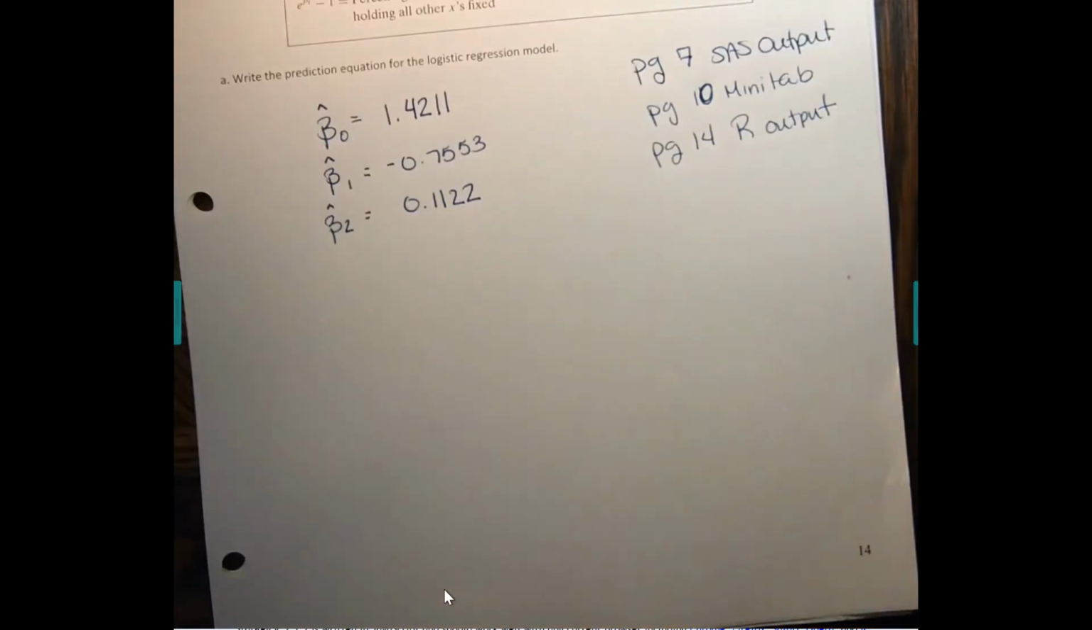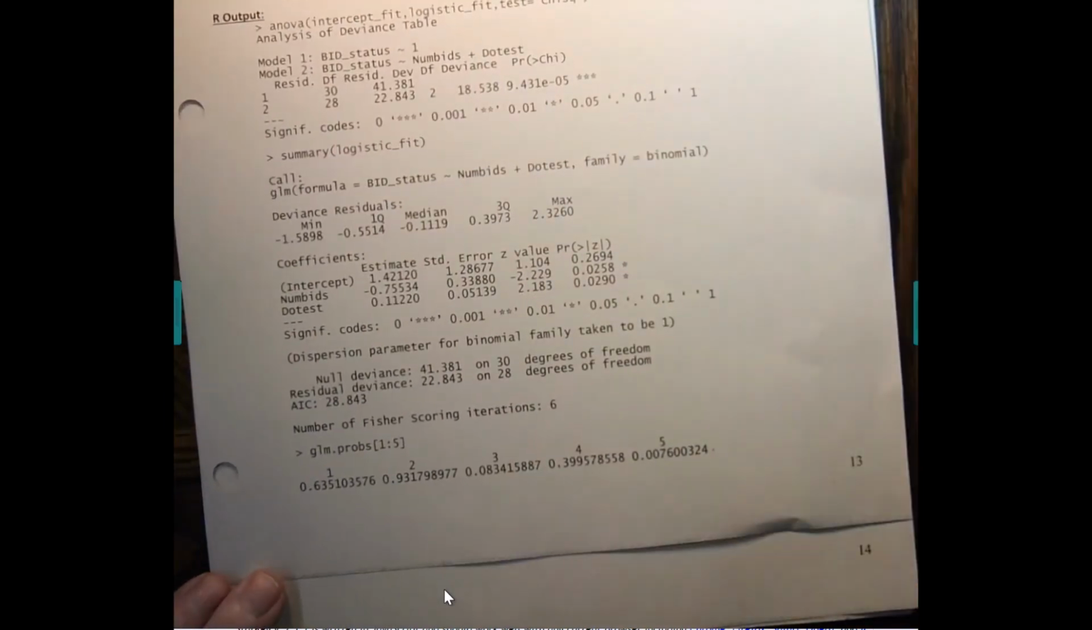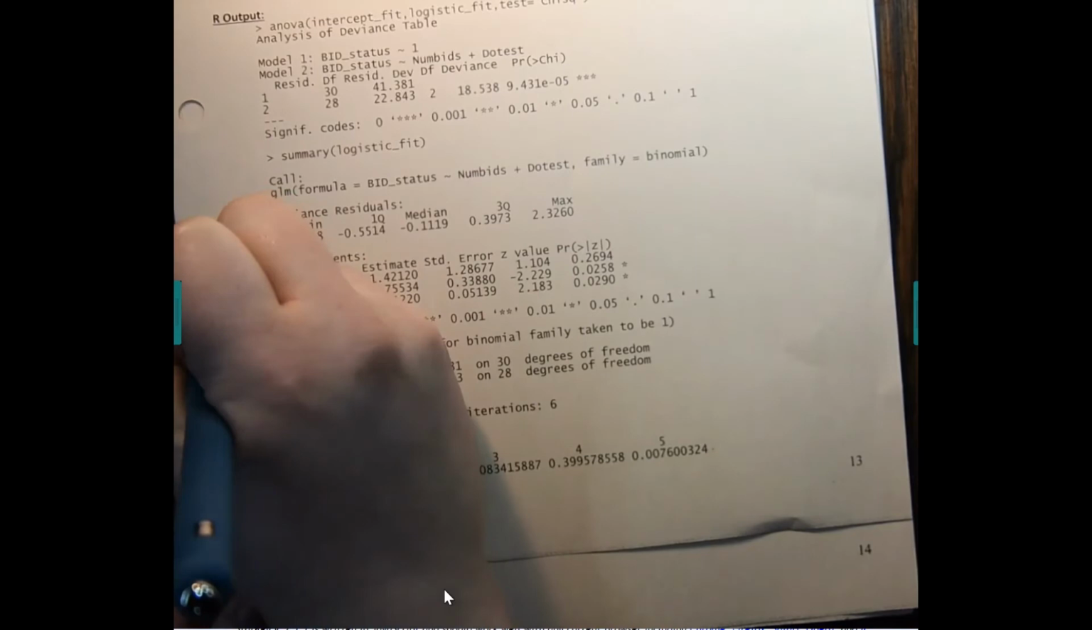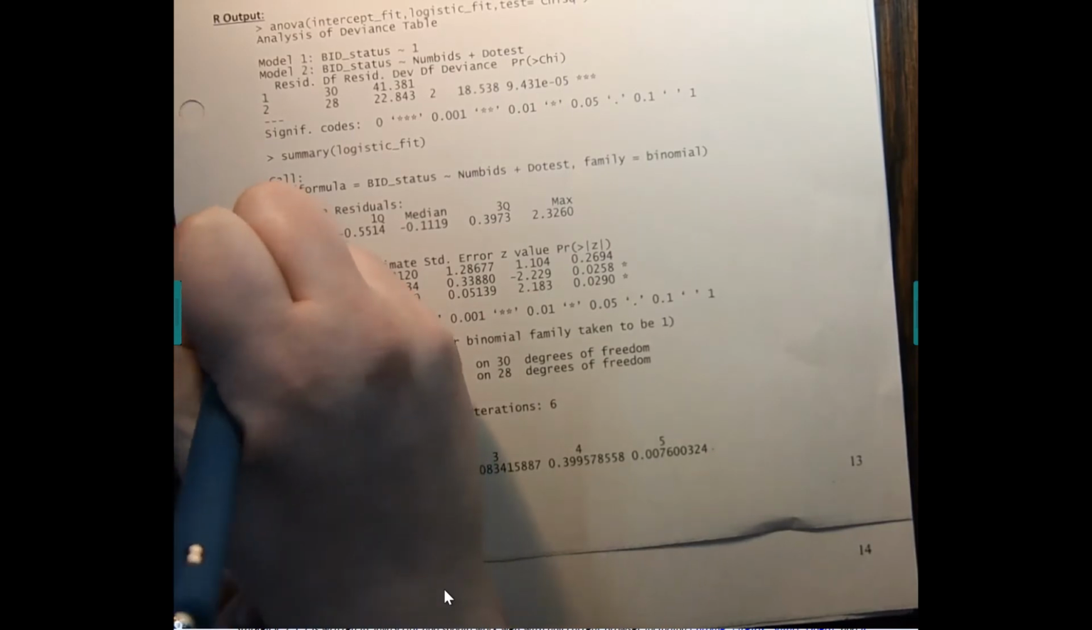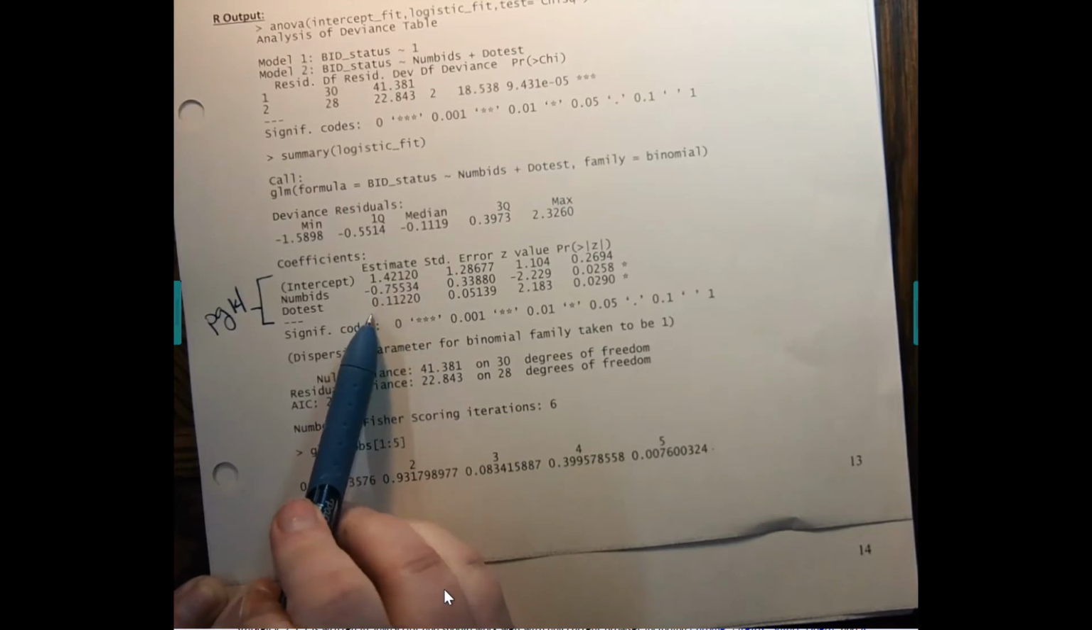And then finally for the R output, that's going to be located on page 14, that's wrong. I think all my pages got shifted from what I had before, so this is actually page 13. Looking at page 13, notice here in the coefficient section, there are our different estimates. So we got beta hat naught, beta hat 1, and beta hat 2.